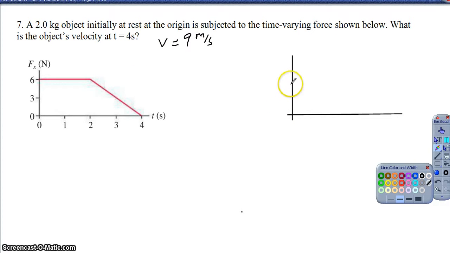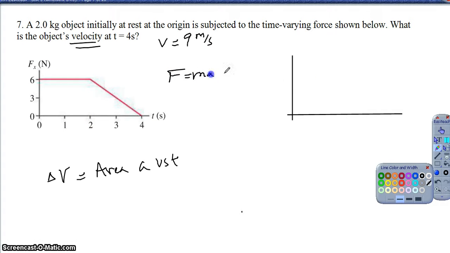There are a couple different ways you can approach this problem. My advice, though, would be take advantage of the fact that the object's change in velocity would be the area underneath an acceleration versus time graph. The reason I say that's probably the easiest method is if they give me the force and they give me the mass, can't I pretty easily find the acceleration? Since I know force equals mass times acceleration.